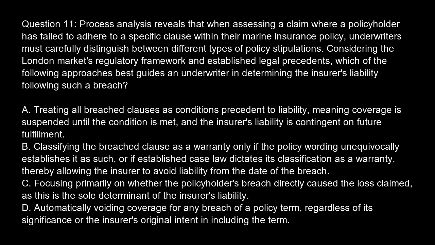Option A. Treating all breach clauses as conditions precedent to liability, meaning coverage is suspended until the condition is met, and the insurer's liability is contingent on future fulfillment. Option B. Classifying the breach clause as a warranty only if the policy wording unequivocally establishes it as such, or if established case law dictates its classification as a warranty, thereby allowing the insurer to avoid liability from the date of the breach.